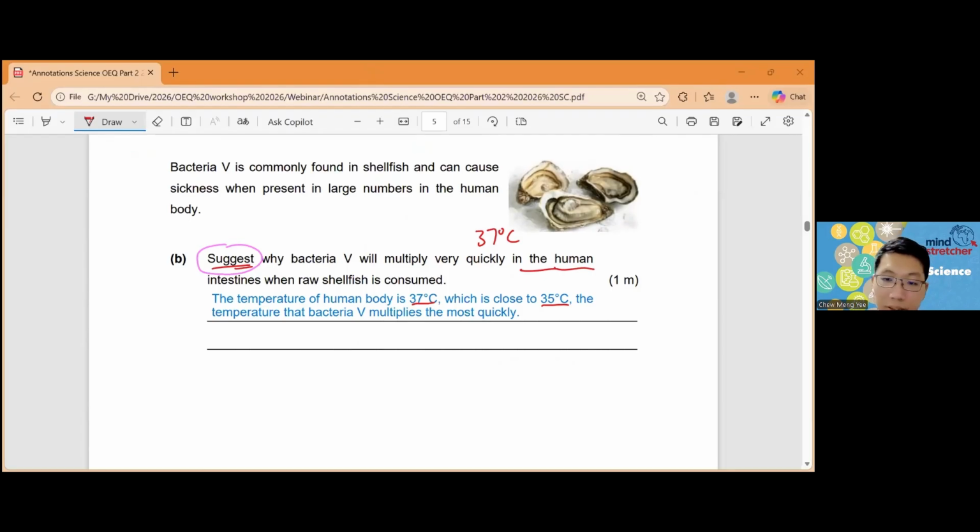You can say something close to 37 degrees Celsius. You don't have to be as specific as 37. You can say it's around 37, around 36 also can. Giving a specific value is okay, but it's around there. It shouldn't be 35. You should roughly know your body temperature is 36, 37.